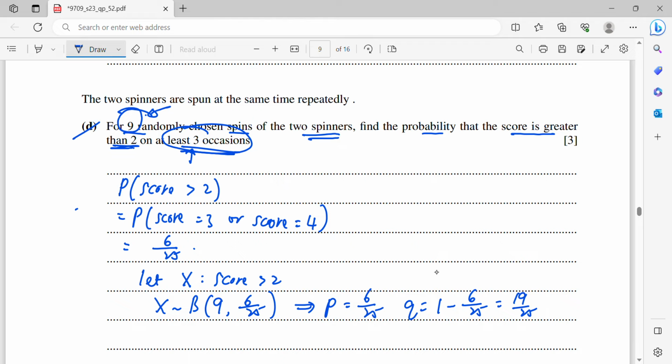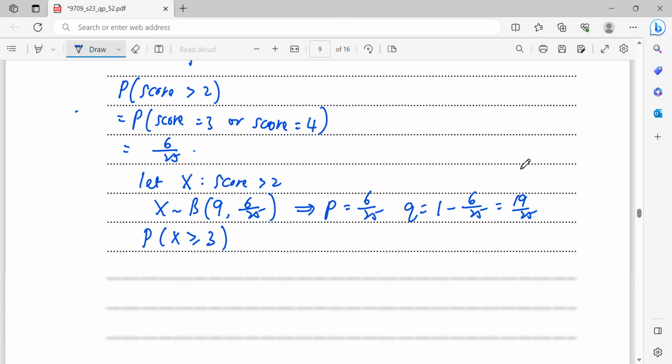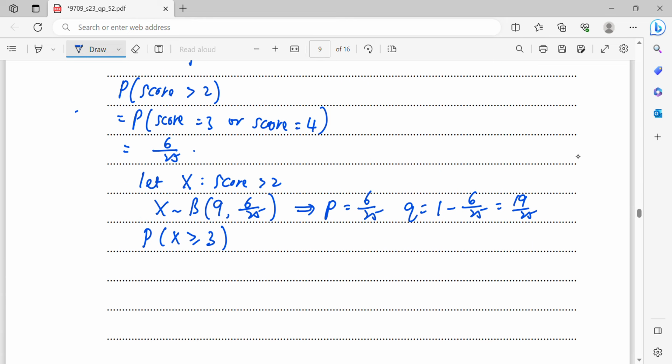Okay, and now you need to find P at least 3. So P(X ≥ 3). When P(X ≥ 3), it means 3, 4, 5 until 9. So I will use the complementation rule: 1 minus P(X) for all the previous x, then P(X = 1), P(X = 2), because you count 3 onwards.